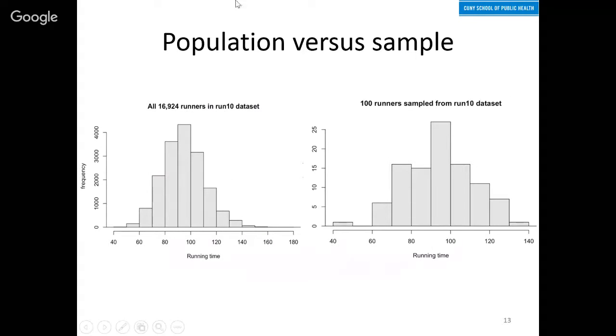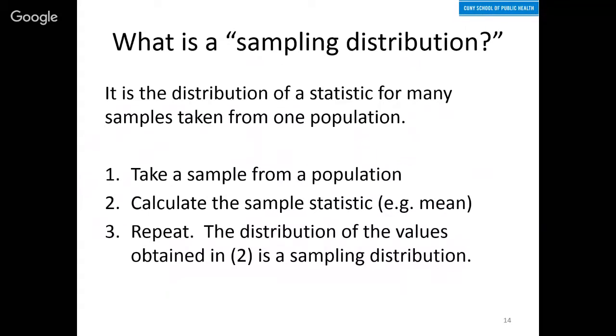So these are running times, and the frequency in this population of 16,924. If I take a random sample of 100 runners from that, you see that it pretty closely resembles the population. It's not exactly the same, but the shape of it is the same. The center is around 100 minutes, and it has the same bell curve. So the individuals in this sample, because I randomly selected it, are more or less representative of all of the runners in this big race.